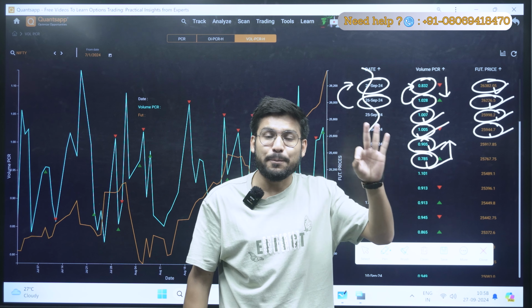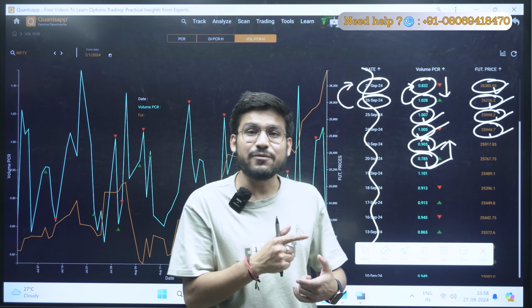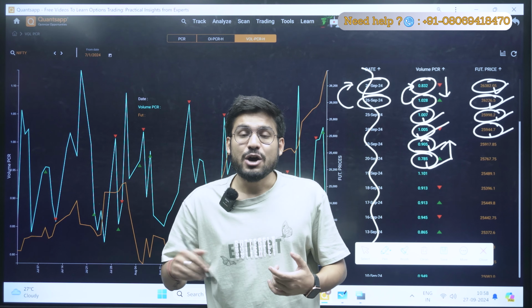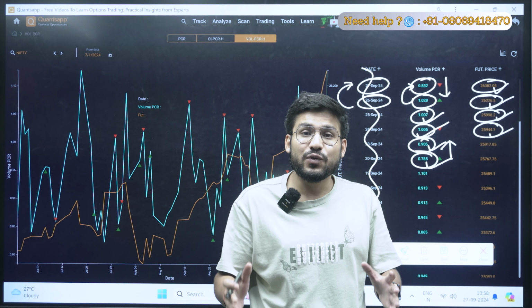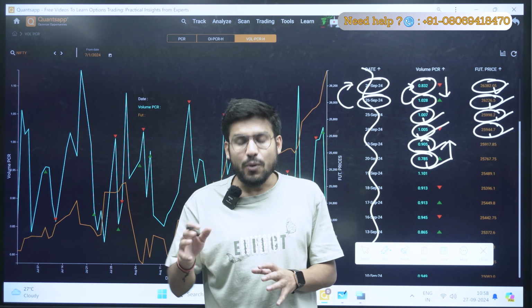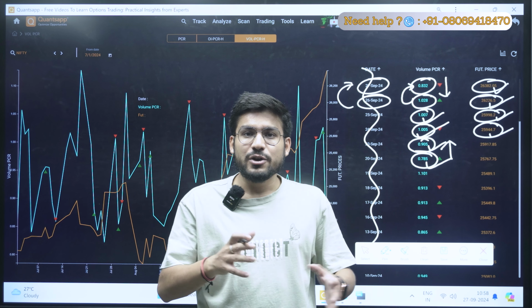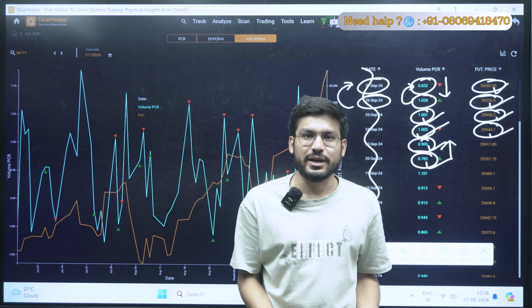Okay, volume PCR is increasing, so there will be a decrease in the price also। ठीक है, तो at that time what you can do, you can go for the put buying, or you can also analyze that there will be a good momentum because your PCR is fluctuating so much, right? So सिर्फ volume PCR को देख के भी you can analyze the overall situation of the market, right?